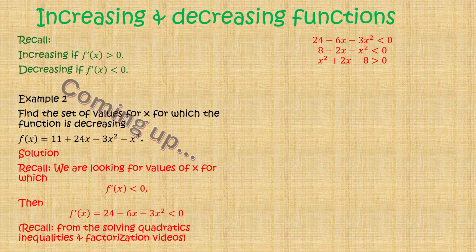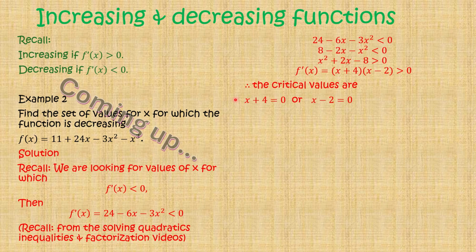This implies that f prime of x is equal to (x plus 4)(x minus 2) is greater than 0. Therefore, to find the critical values, we equate each term to 0 so that we have x plus 4 equal to 0 or x minus 2 equal to 0. And solving for x, we get x equal to minus 4 or x equal to positive 2.